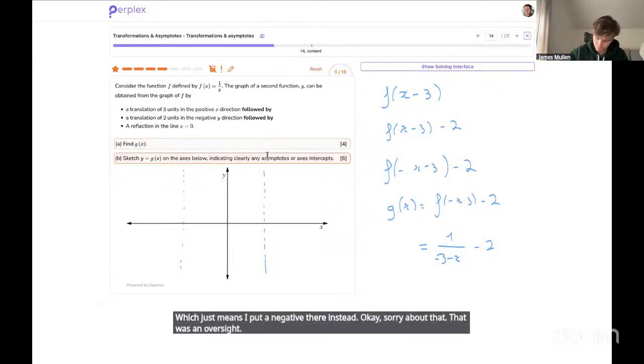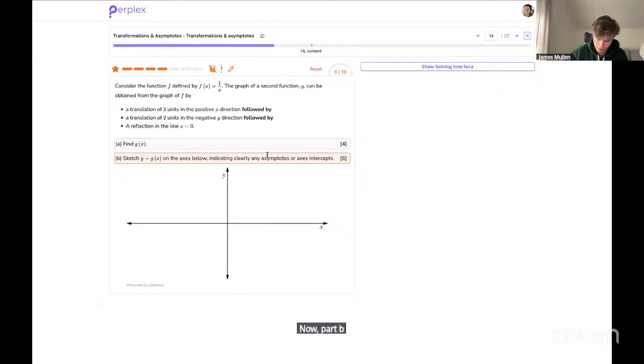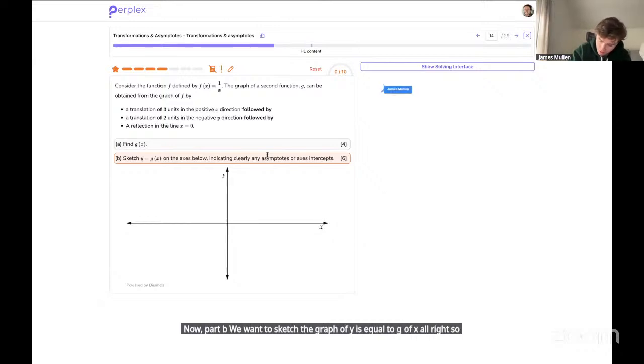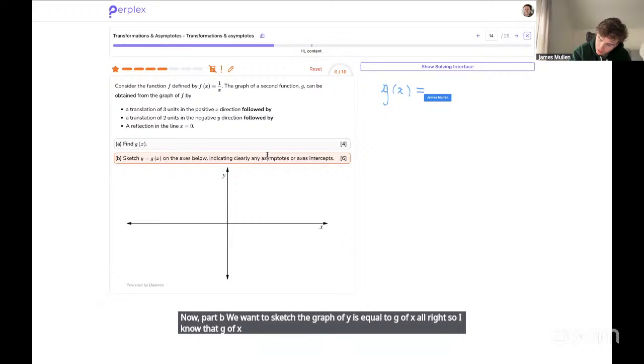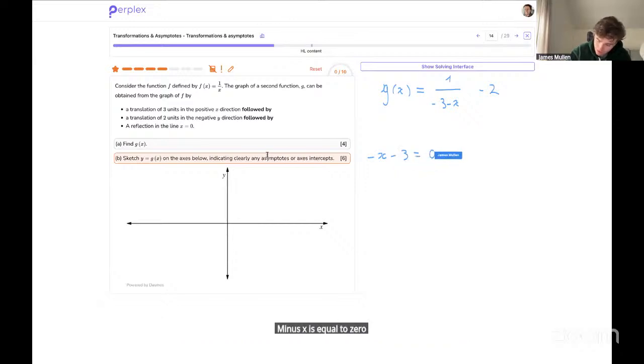Now part B. We want to sketch the graph of y is equal to g of x. All right, so I know that g of x is equal to 1 over negative 3 minus x minus 2. Okay, so when do I have a vertical asymptote? When negative 3 minus x is equal to 0, or in other words, x is equal to minus 3. All right, so that is going to be here. And x is equal to minus 3.